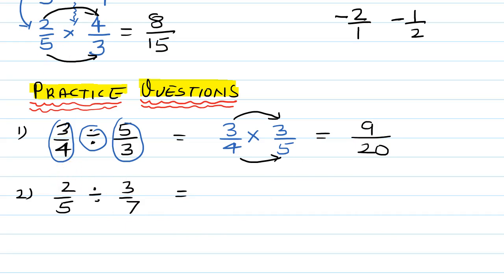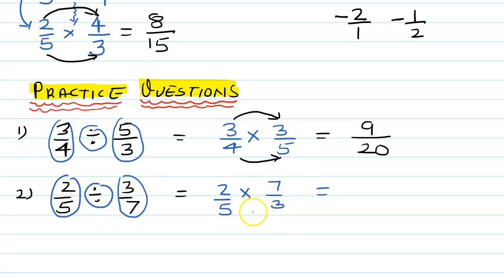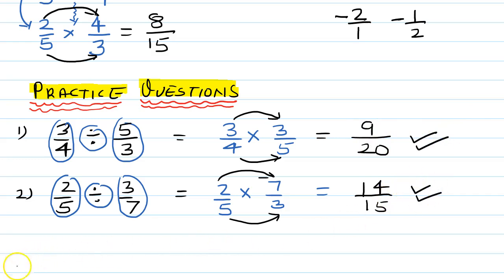Similarly here, if you see 2 over 5, write down the first fraction as it is, 2 over 5, change this division sign to a multiplication sign, and it is 3 over 7, so you write down 7 over 3, and let's do the multiplication. So top number you multiply, and bottom number you multiply. So 2 times 7 is 14 and 5 times 3 is 15. So remember here top is less than 15, so no need to change into a mixed fraction. Top is less than 20, so no need to change into a mixed fraction here. So your first answer is 9 over 20 and second answer is 14 over 15, right?